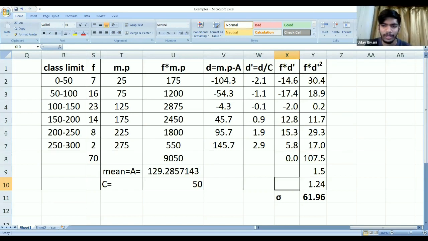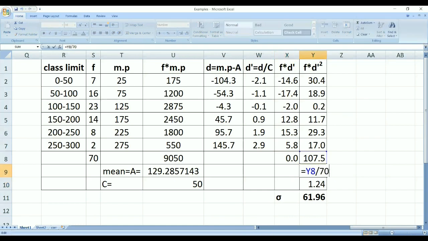Ma'am, sum of x column, no? Ma'am, I'm getting an answer of 1.234. No, no. This answer is for this first term, summation f d dash square divided by n. Okay. That you have calculated?